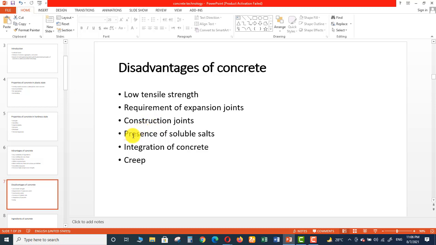Next is the presence of soluble salts. Soluble salts in concrete cause efflorescence if moisture reacts with them.